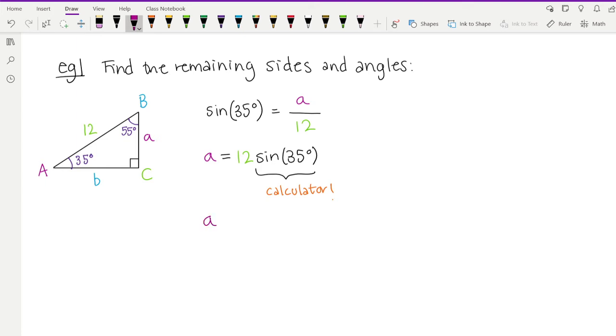So if you type all of this into your calculator, what you'll find is that 12 times sine of 35 degrees is about equal to 6.88. So that's going to be the length of our side A here. So I'm just going to fill that out. A is approximately equal to 6.88.